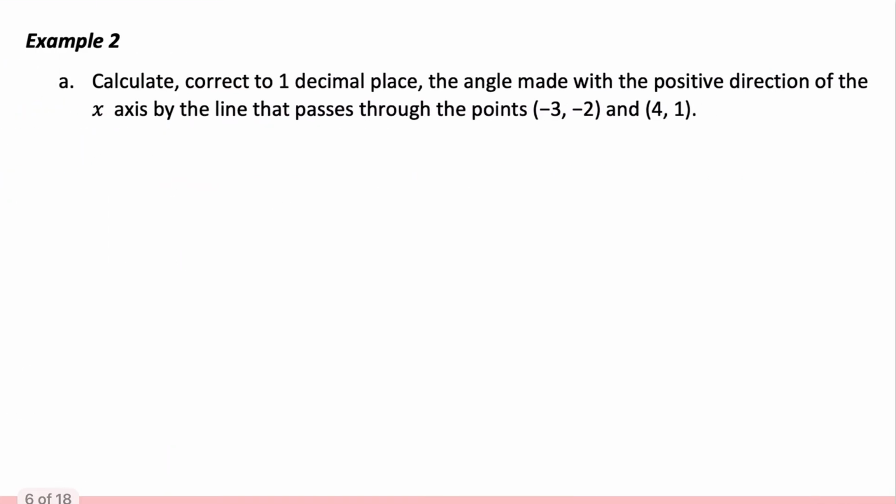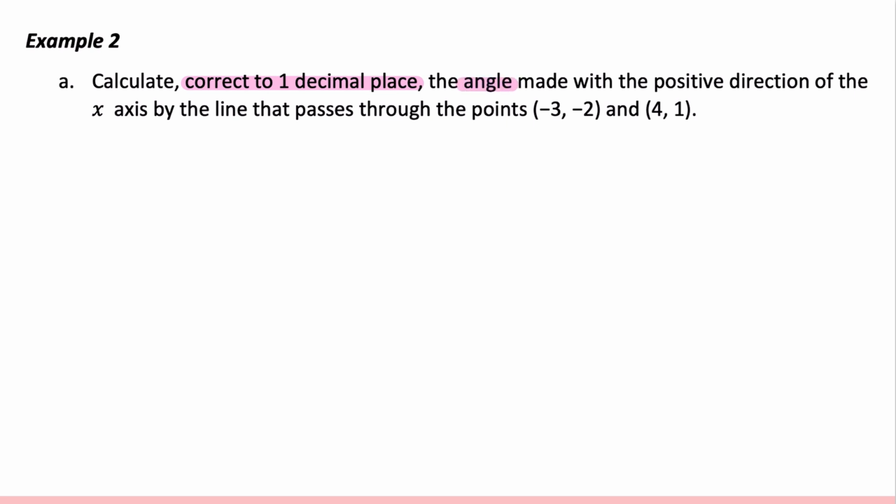All right, on to example 2. Calculate correct to 1 decimal place the angle made with the positive direction of the x-axis by the line that passes through the points of negative 3 and negative 2, and 4 and 1. All right, key information. So first thing I'm going to highlight is correct to 1 decimal place, because I need to know how to give my answer. What we're looking for is the angle made with the positive direction of the x-axis.